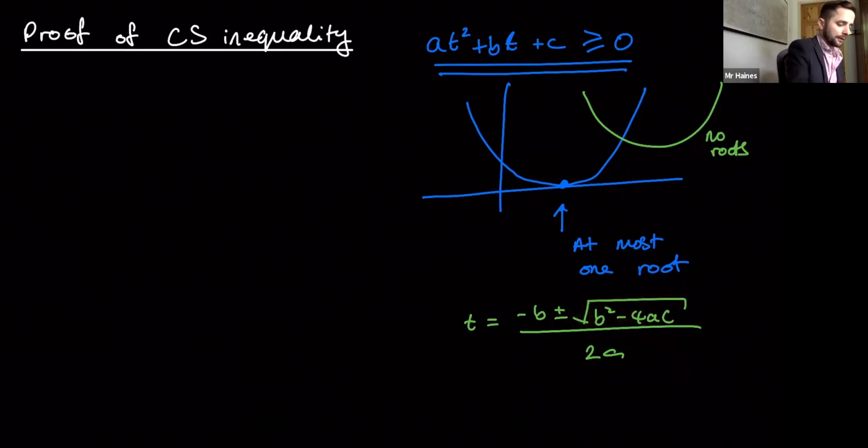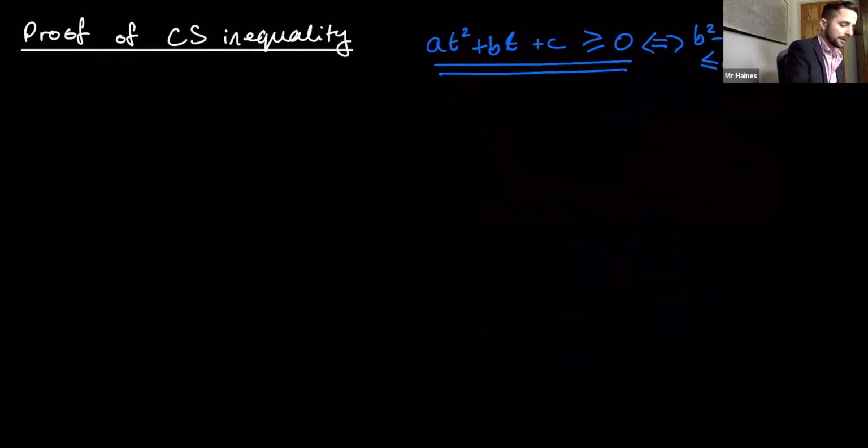Okay, so on the condition that our quadratic is bigger than or equal to 0, this is true if and only if b squared minus 4ac is either negative, so no solutions, or 0, so exactly one solution. Okay, so it's a very, very brief summary of what we call the quadratic discriminant. And we're going to use that as part of the proof of why the Cauchy-Schwarz inequality is true.